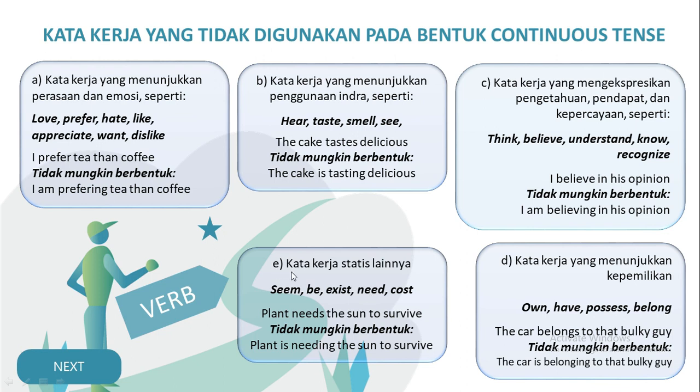The last one, the static verbs. For example, seem, be, exist, need, and cause. You cannot say the plant is needing the sun to survive, but the correct one, the plant needs the sun to survive.